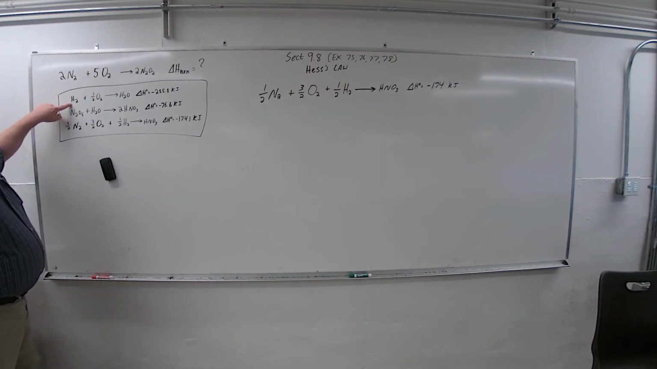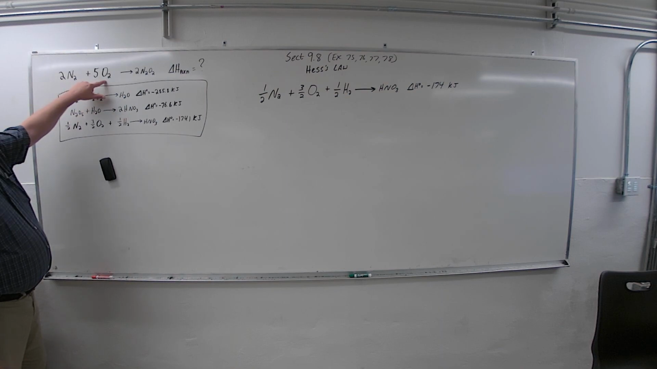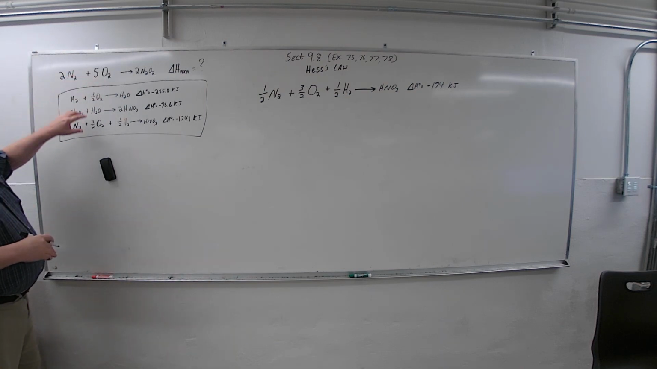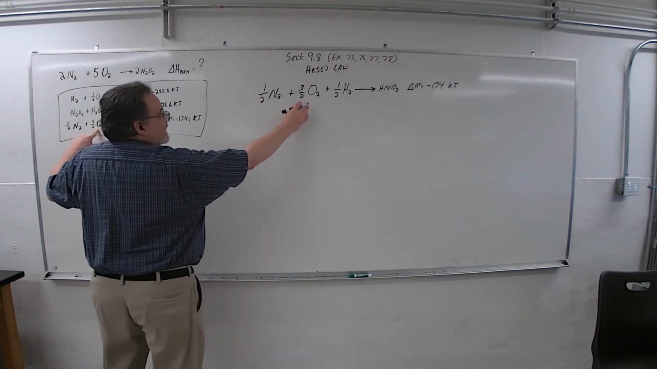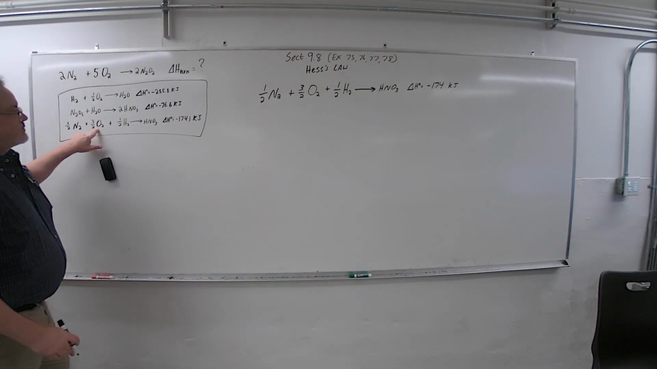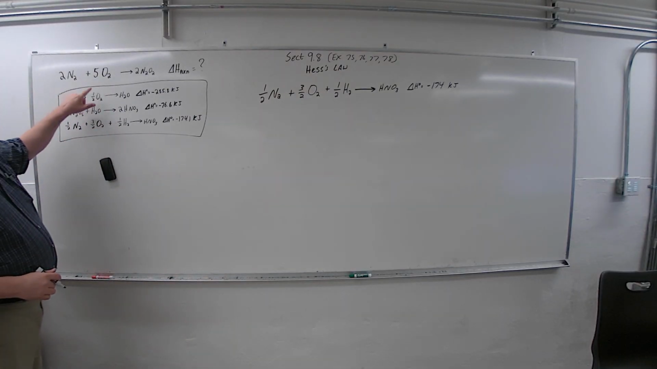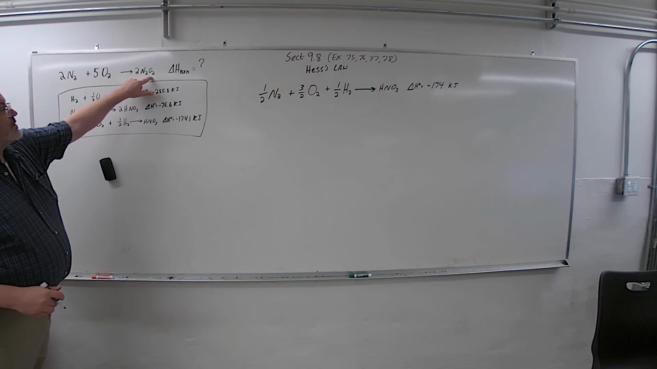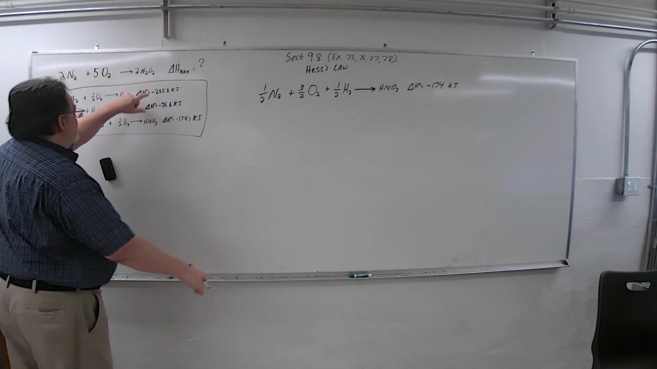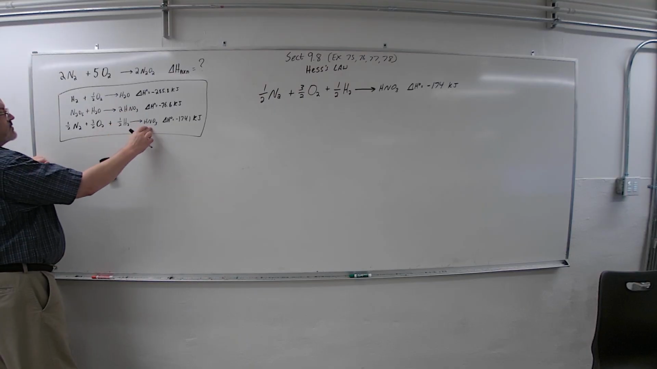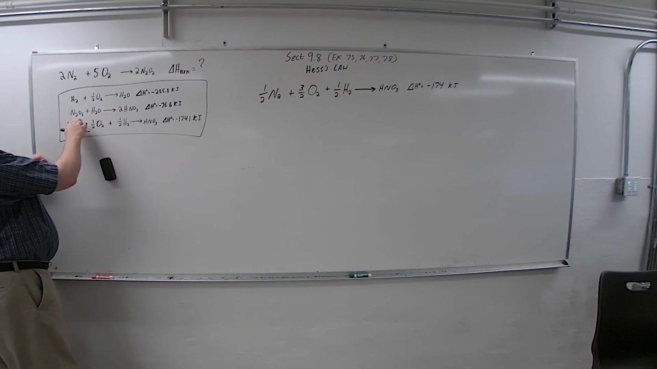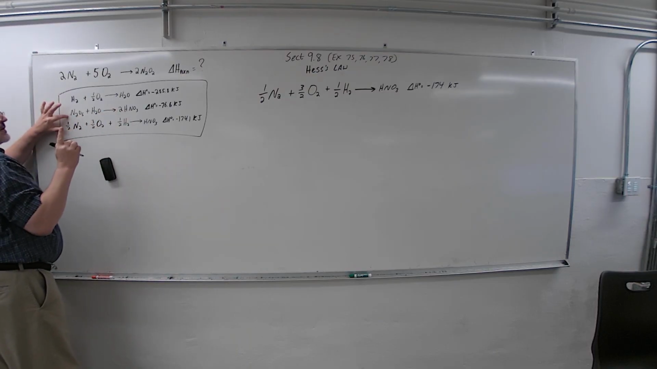Now, I also am going to need O2 on the left side. And you look down here and you go, okay, that has O2 on the left side, so I'm good there. I've already got O2 on the left side. I'm also going to need NO2 on the right side. And I look over here on the right side, and I don't have NO2 on the right side for any of these. But I have NO2 on the left side here, so here's what I'm going to do.